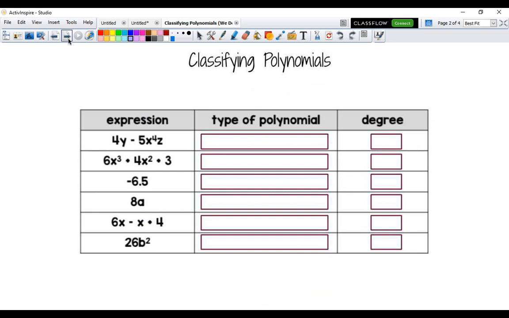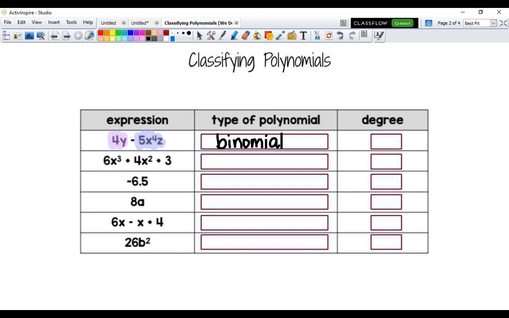All right, got some different expressions here, and we are going to tell what type of polynomial it is, meaning is it a monomial, is it a binomial, or is it a trinomial, and what is the degree? So if I look at my first expression, 4y minus 5x to the 4th z, they want to know what type of polynomial it is. Well, I see 2 different terms. I got one right here, and I got one right here, and they are not the same, meaning it's 2 different terms. Therefore, I have a binomial.